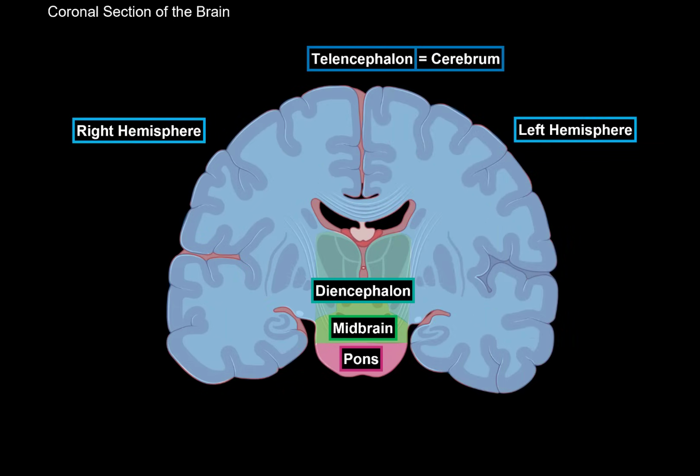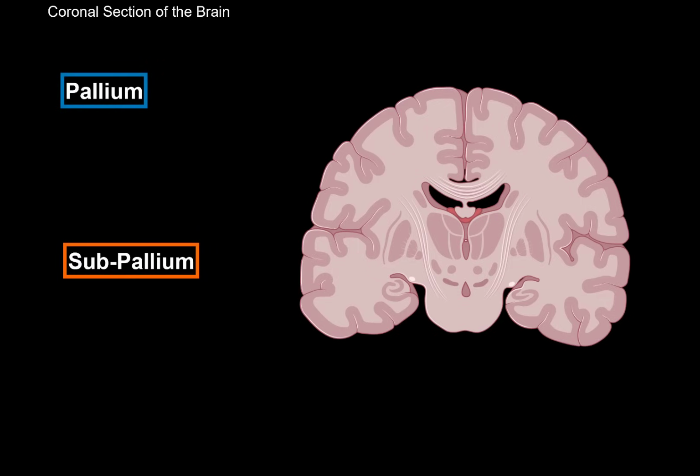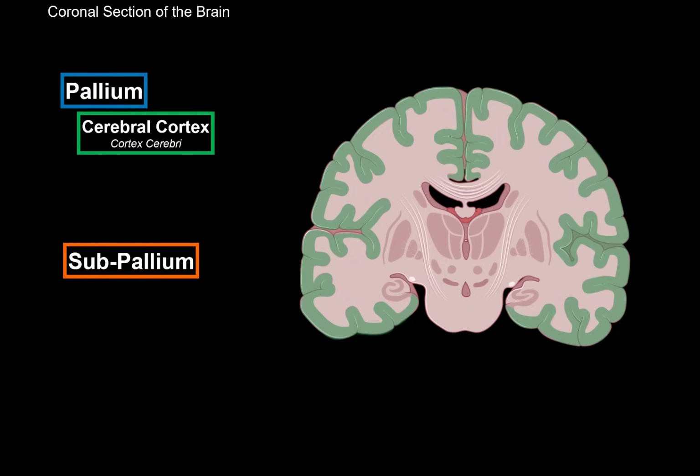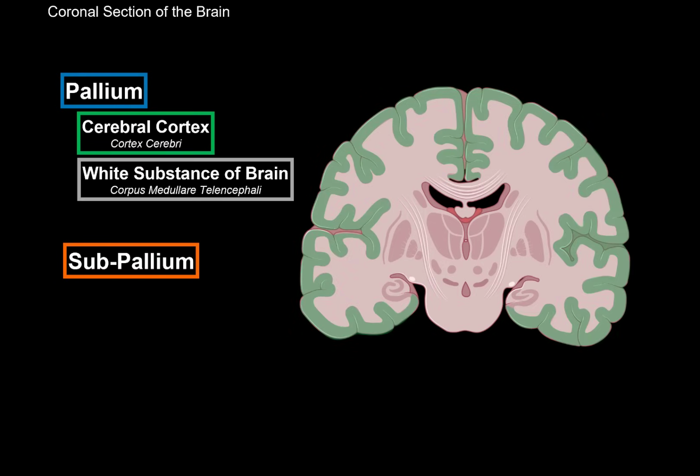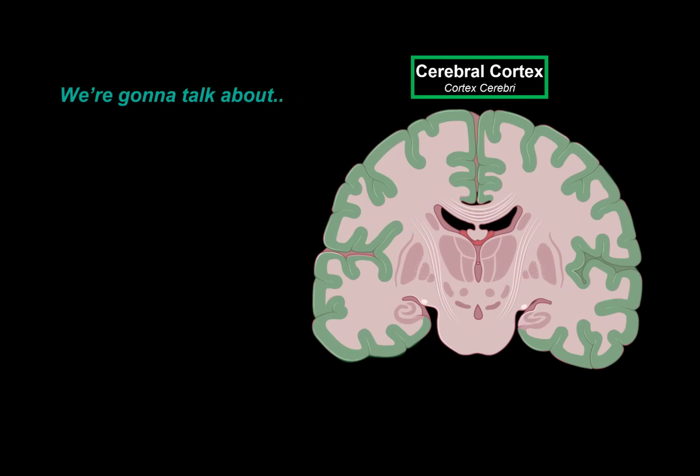And each of these two hemispheres is further divided into two specific parts, the pallium and the subpallium. The pallium is the two outermost layers of the brain, which are the cerebral cortex on the surface, filled with nerve cell bodies, and the white matter just underneath the cerebral cortex, formed by myelinated axons. The subpallium consists of the basal ganglia, which are nuclei located in the deep white matter of the telencephalon. So again, the cerebral cortex is what we're going to focus on today.